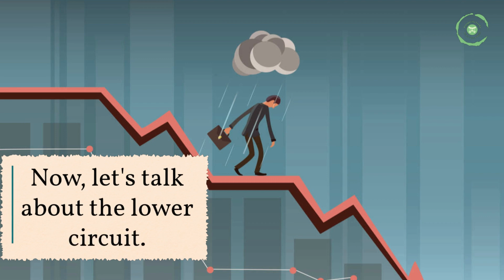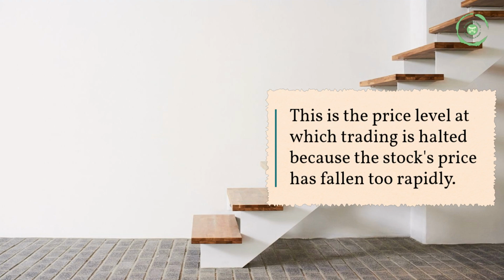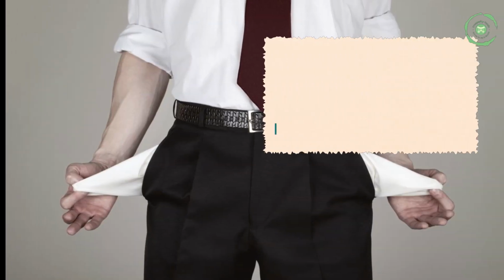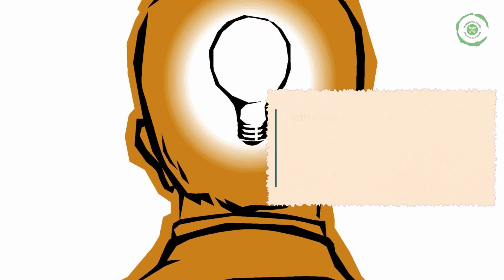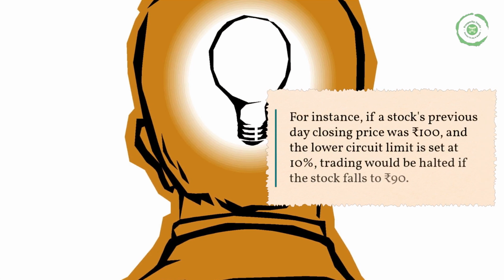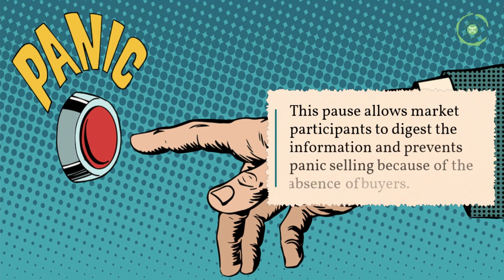Now, let's talk about the lower circuit. This is the price level at which trading is halted because the stock's price has fallen too rapidly. Once a stock hits the lower circuit, trading is temporarily suspended, which means there are usually no buyers for the stock at that moment. For instance, if a stock's previous day closing price was 100 rupees, and the lower circuit limit is set at 10%, trading would be halted if the stock falls to 90 rupees. This pause allows market participants to digest the information and prevents panic selling because of the absence of buyers.